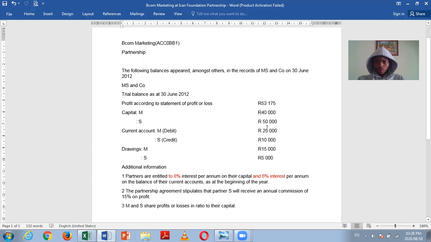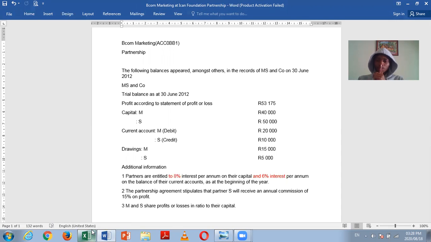The current account is 20,000, and it's debited. So the further it is debited, what will happen to your current account? Remember I told you that whatever is charged to the partners will decrease your equity, but on the side of the partnership, it's an income. So interest on current account on the side of the partnership will be on the credit side. Why? Because it's an income to the partnership.